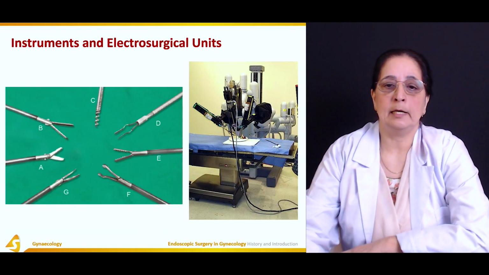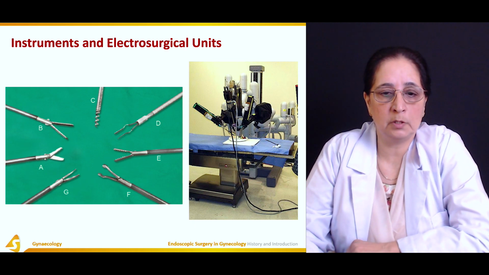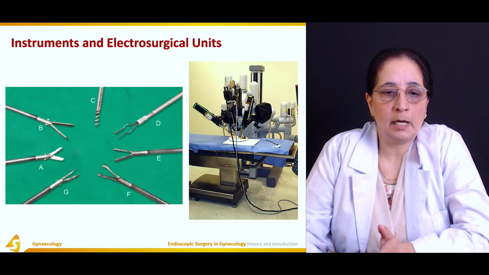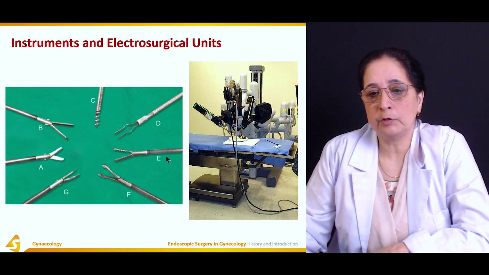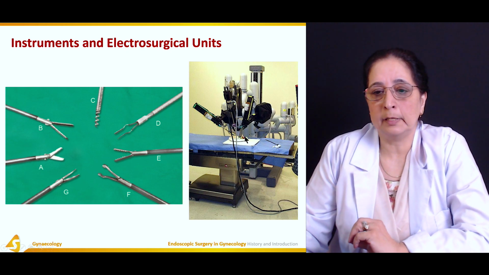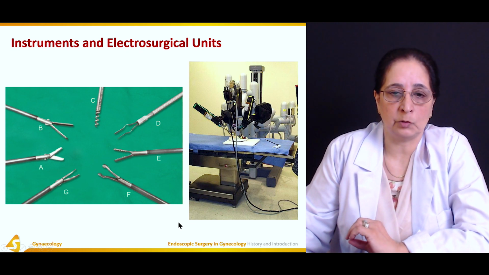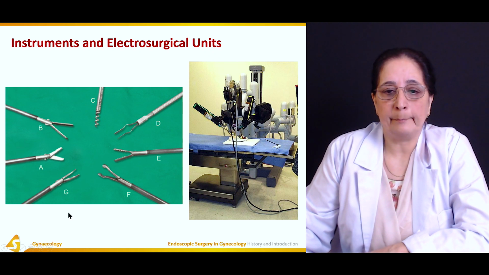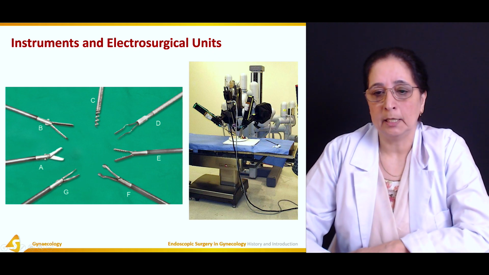Some instruments and electrosurgical units. Among the instruments used here, there are scissors, and then we have different clamps used. This is the electrosurgical unit. Electrosurgery is the use of electrical waves for the burning or destruction of tissues. So these are the instruments used for clamping, and electrosurgical units for the cauterization of tissue.